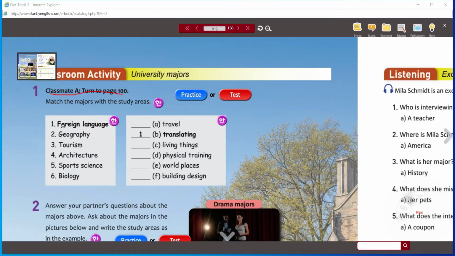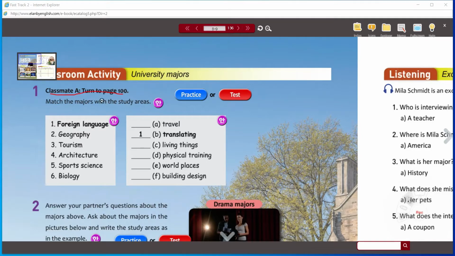So the list of majors are foreign language, geography, tourism, architecture, sports science, and biology. You can match these with these areas of study. Basically, when you're in these majors, what do you do? What do you study? So what does an architecture major study? What does a geography major study? What does a foreign language student study? The answer for a foreign language? She studies translating. So you're going to match these majors with the study area.